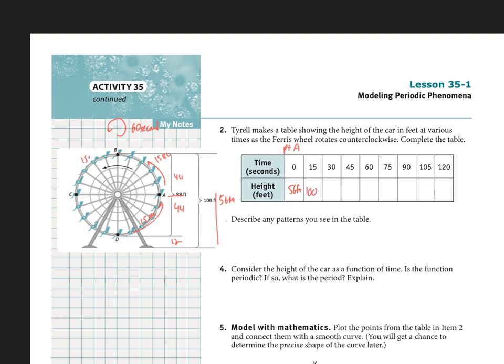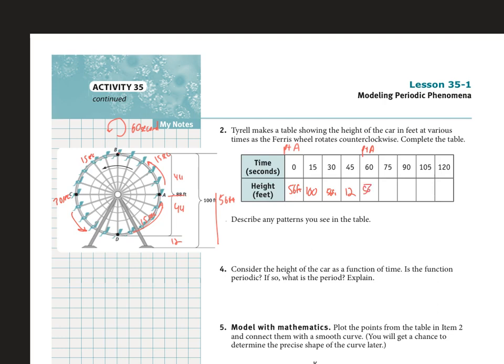Another 15 seconds later, so that'd be 30 seconds, it's going to be at point C. But at that point, it's back to 56 feet. And then at 45 seconds, it's down here at the bottom, so it's only 12 feet above the ground. And then at another 60 seconds, it'll be back at point A. So it's completed its full rotation. So it went from point A to again at point A in 60 seconds. That'll be important later.